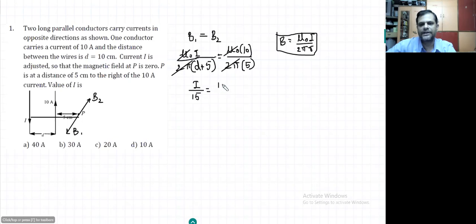aur us taraf 10 upon 5 जो एज इट इज बचेगा, जिसको सॉल्व करने के बाद यहाँ पे 5 1s एंड 5 3s ये हमको मिलेगा, सो दैट वी कैन गेट दिस I एक्चुअली टू बी इक्वल टू 30. सो 30 एम्पियर विल एक्चुअली बी द करंट फ्लोइंग थ्रू दिस फर्स्ट कंडक्टर हियर, व्हिच इज ऑलरेडी देयर इन ऑप्शन नंबर बी हियर.